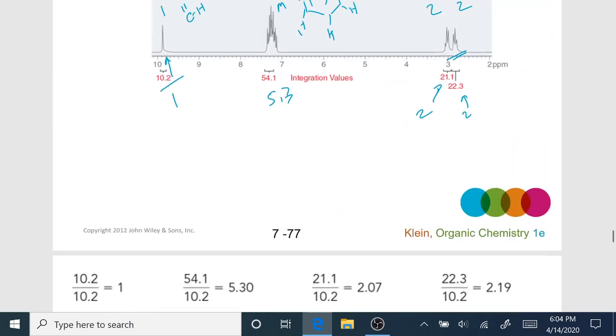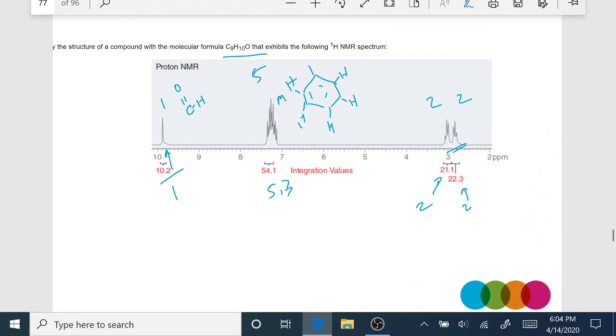And if we look at the degrees of unsaturation here, remember the formula for an alkane is CnH2n+2. That would be a saturated alkane. So C9 would be C9H, 2 times 9 is 18 plus 2 is 20. And 20 minus 10 is 10 divided by 2 is equal to 5. So we have 5 degrees of unsaturation.